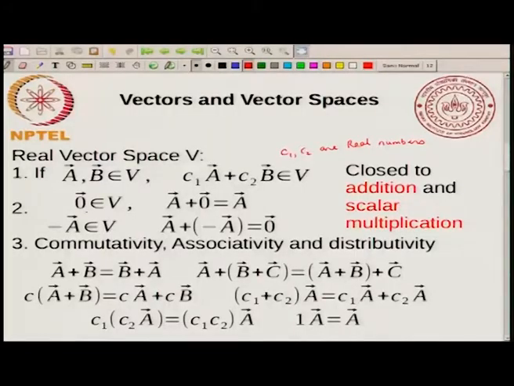The second axiom is that there exists a vector called the 0 vector, which is a member of the vector space V, such that you can add it to any vector to get the same vector. So, A plus 0 gives you A.